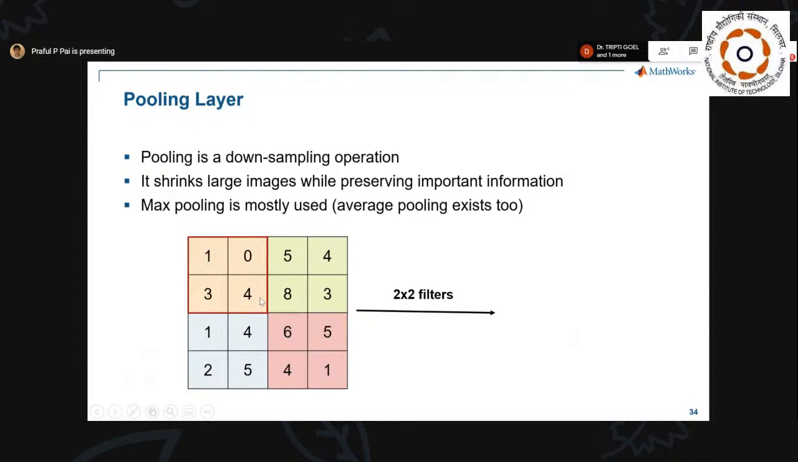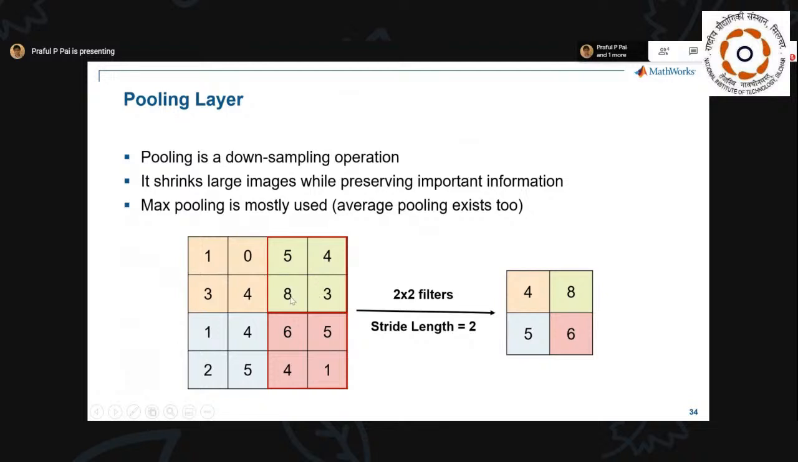it will take in these smaller sized chunks, and in max pooling it will take the maximum of these inputs and give that at the output. So if it does that on all four, you can see that the maximum of all these four was 4, that came out here. The maximum of these was 8, that was here, and so on and so forth. Right. So you use 2x2 filters with a stride length of 2.